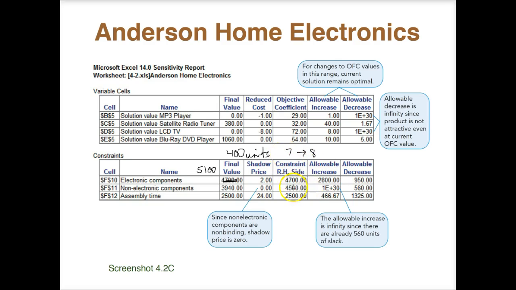Well, in the sensitivity report that we see here, we know that there's going to be a change as far as the shadow price is concerned and the profits. However, the cost is going up. And since the cost is going up by $1, that's actually going to change our objective function coefficients. So we need to go back a little further and see exactly how that's going to change the objective function coefficients.